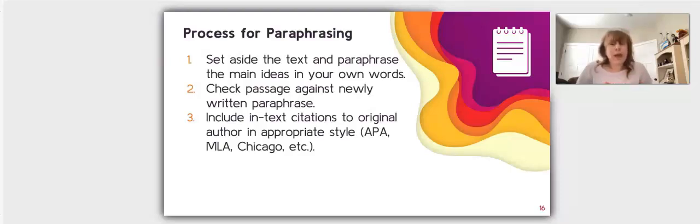Then check your passage against the newly written paraphrase. So open up the original, read what you paraphrased, and check how close the content is for the interpretation and accuracy. And then add an attribution to the original author. These are called signal phrases, and you can do them with in-text citations. And that's important because you want to keep reminding and prompting your readers that they're reading someone else's work and that it's not you who did the study and what you're sharing.